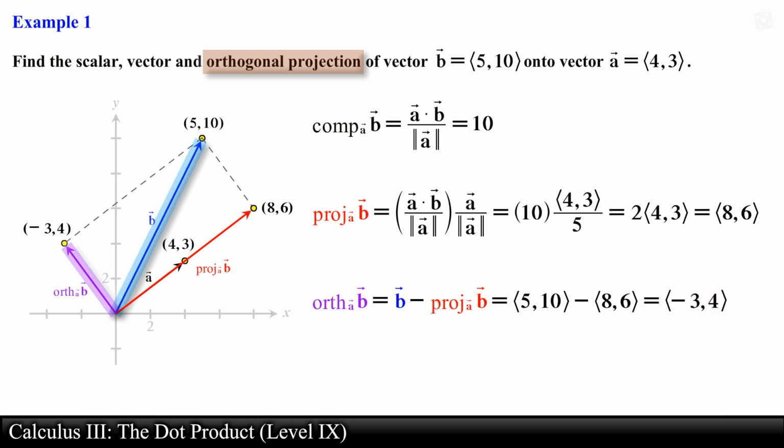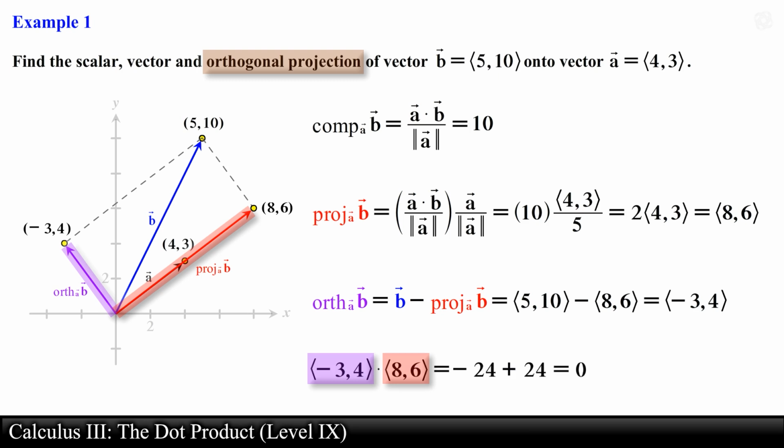Notice that the orthogonal projection and the vector projection represent the components of vector B. Also notice that these components are orthogonal to one another. We can quickly verify this fact by finding the dot product between these components, and, as expected, the expression simplifies to 0. Alright, let's try the next example.